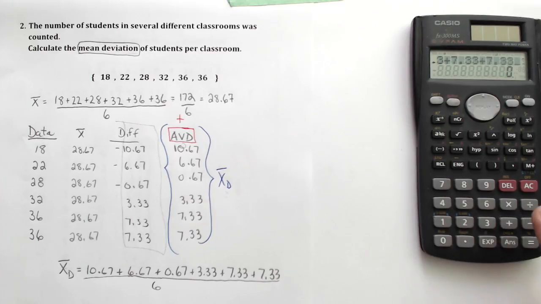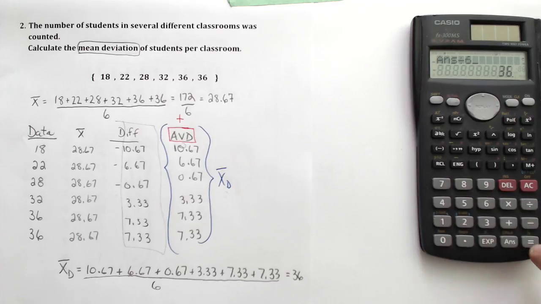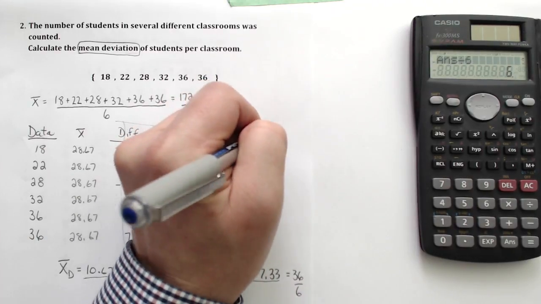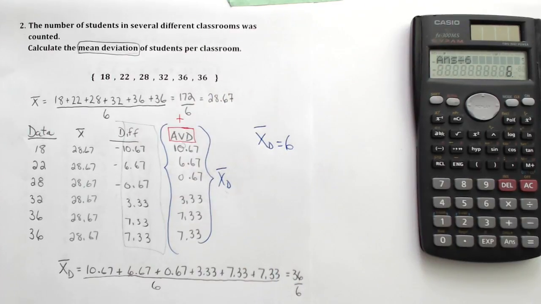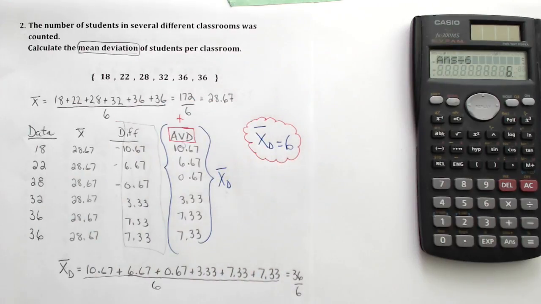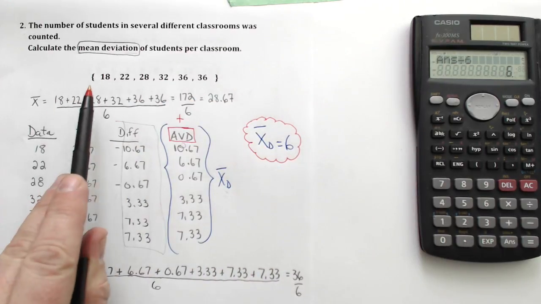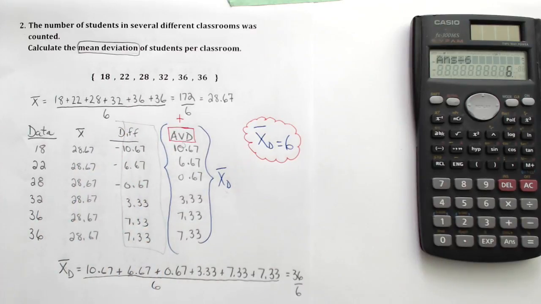Please make sure that you do not hit divide yet. Hit that equals. We got a nice clean number, 36, which we are going to divide by 6 to give us a mean deviation of 6. So right there is our average distance from the average, which means on average each of those is 6 away from the average, and that is mean deviation.